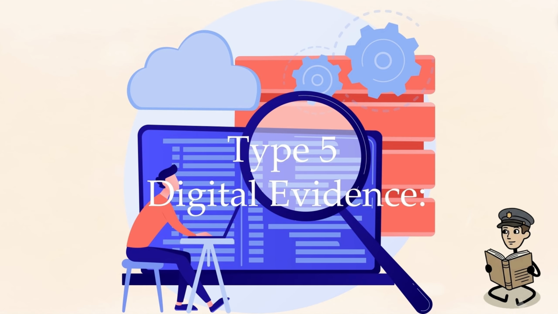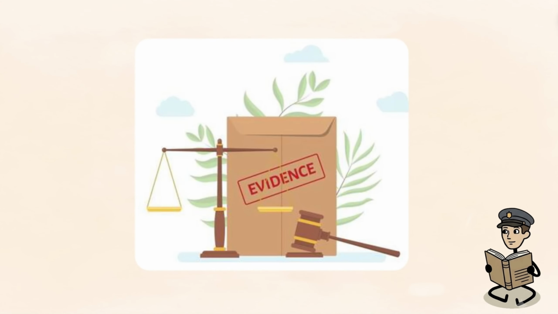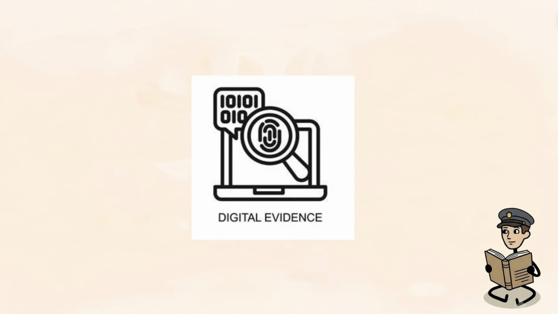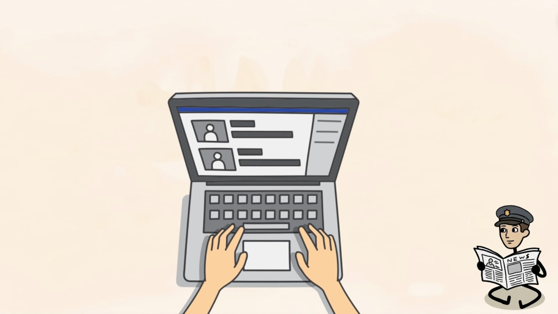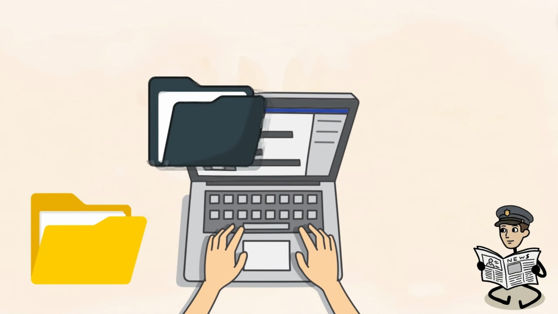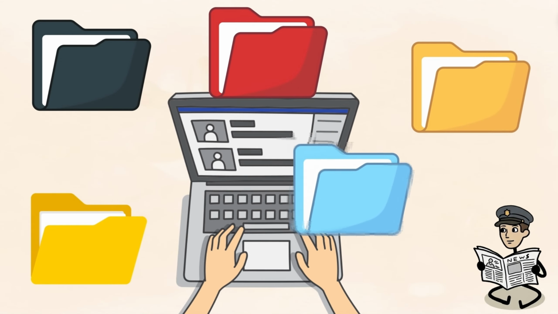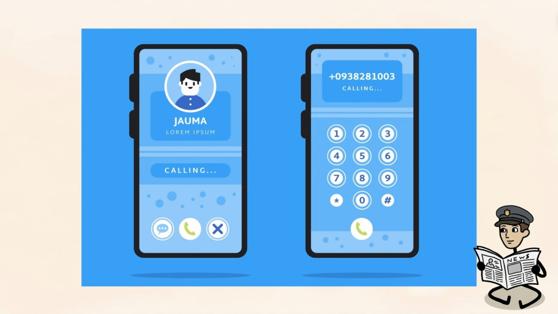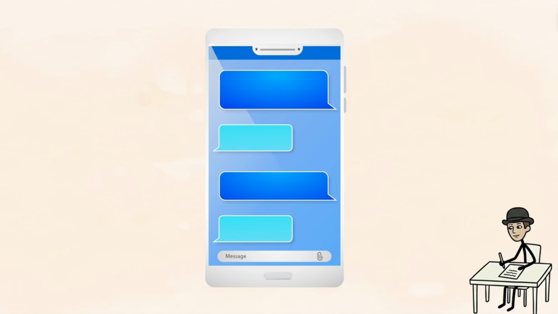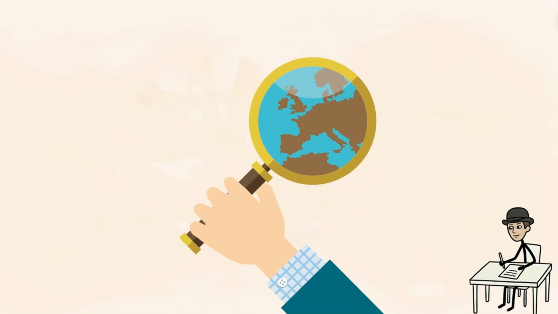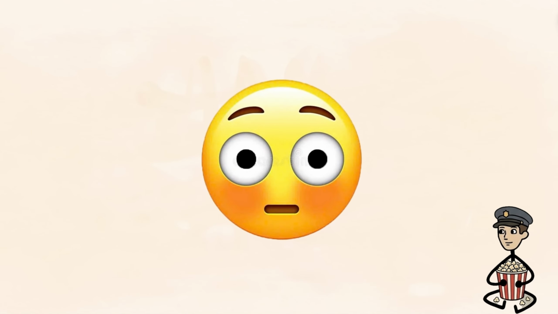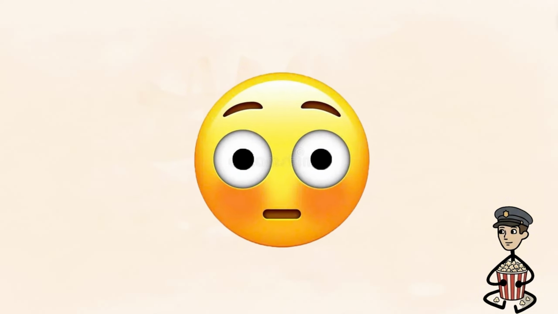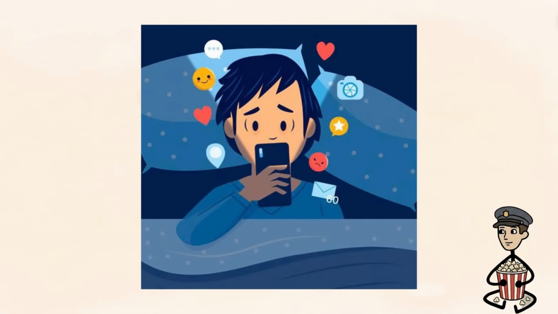Type 5. Digital evidence. The evidence that never truly disappears. Digital evidence is the youngest category in forensic science, and the fastest growing. Every digital device a person uses generates a continuous record of their behavior. GPS location data, call logs, message history, app usage patterns, search history, browser activity, purchase records, cloud backups.